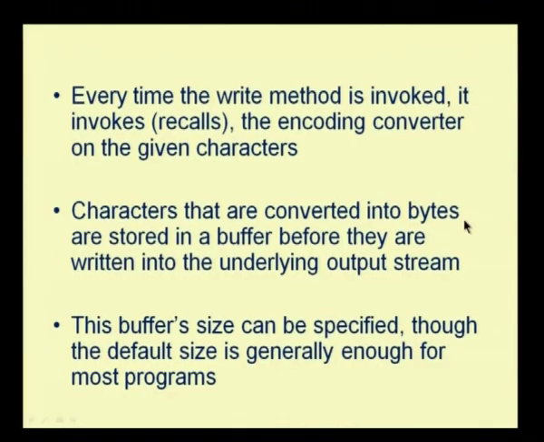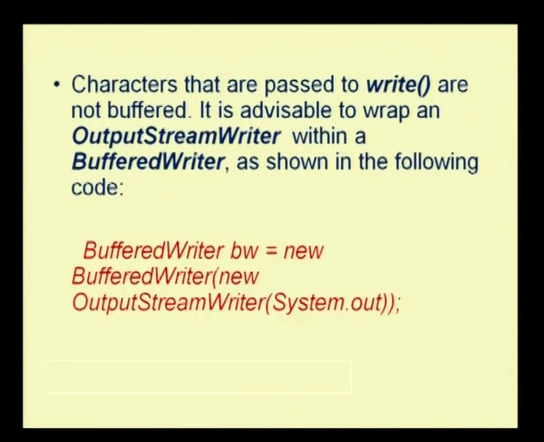Whenever I convert from one format to another, I can use a buffer in the middle. Here we are converting characters into bytes, so an intermediate buffer is used before you redirect that into the stream. This buffer size can be specified, though the default size is generally enough for most programs. So in this case also I can specify the buffer size, even though it is not mandatory, it is optional.